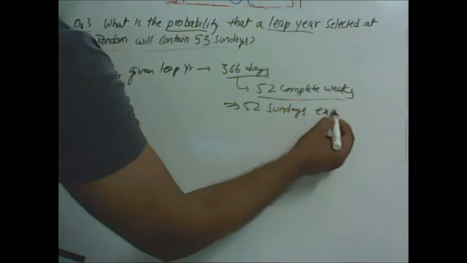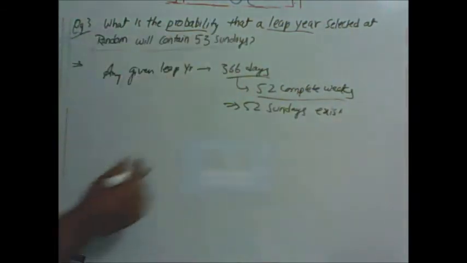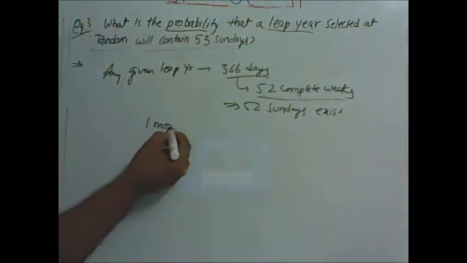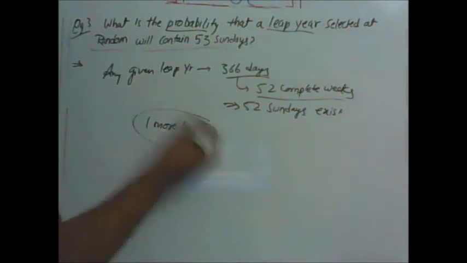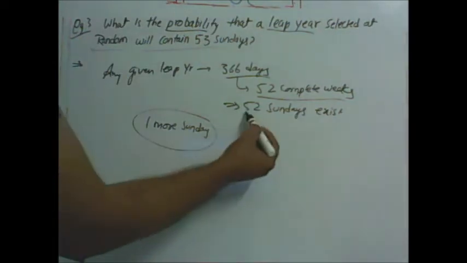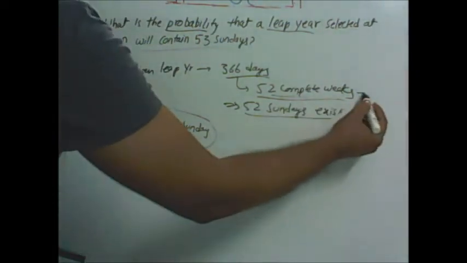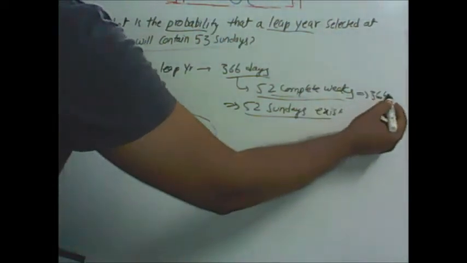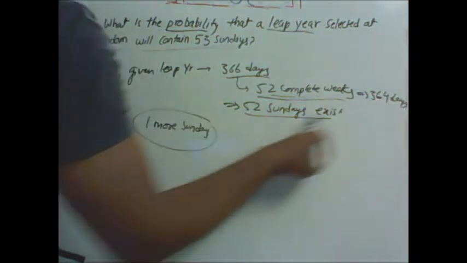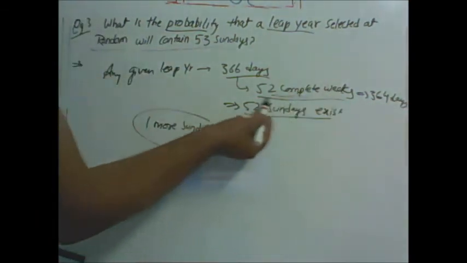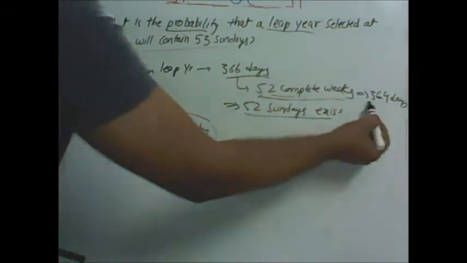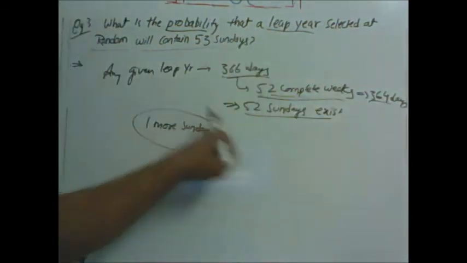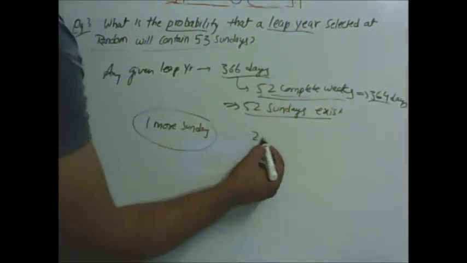So what we want is 53 Sundays, so one more Sunday is required. 52 complete weeks means 364 days, at 7 days per week: 52 into 7, 7 twos are 14, 7 fives are 35 plus 1, 36, so 364 days. So out of 366, 364 means 2 extra days are there.